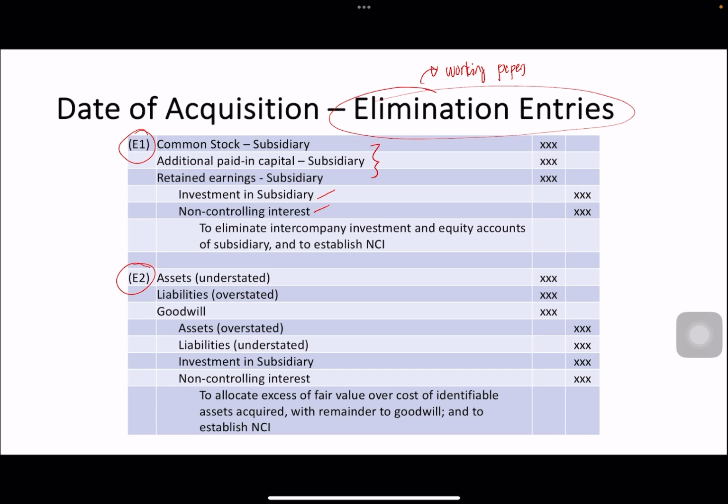The amounts credited to the investment in subsidiary account and to the non-controlling interest account are in proportion to the parent's interest and to the non-controlling interest. For example, let's say that the total stockholders' equity of the subsidiary is 100, and the parent's interest is 80%, while the NCI is 20%. The amount credited to the investment in subsidiary account is 80. That's 100 times 80%. And the amount credited to the non-controlling interest is 20. That's 100 times 20%.